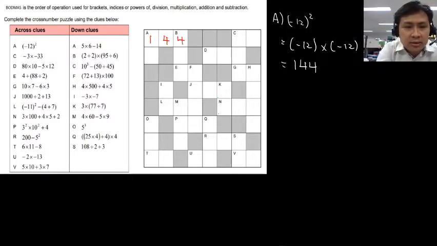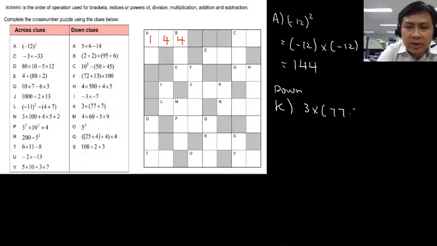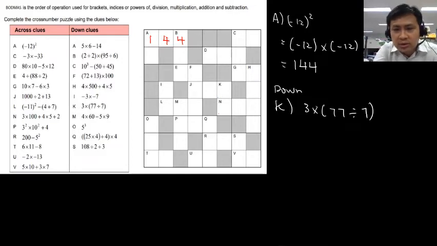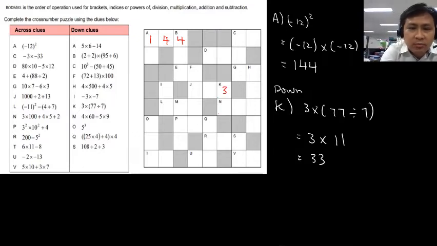So suppose we look at down K. Okay, we look at down K. So for down K, we have this question: 3 times (77 divided by 7). If we follow the BODMAS operation, we'll do the brackets first. Okay, so it will be 3 times, we do 77 divided by 7, which is 11. Okay, after that we will apply multiplication. So 3 times 11, our answer is 33. Okay, so down K, our answer will be 33. Okay, so you fill in the blanks accordingly.